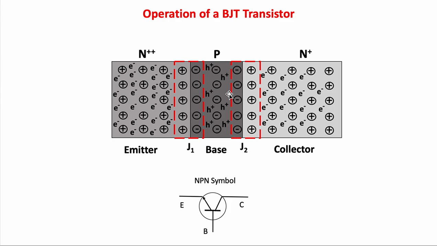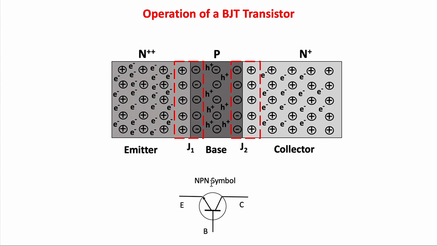So if we arrange three layers of semiconductor materials in the order of N-type, P-type, and N-type, or P-type, N-type, and P-type, we create a transistor. So apparently a transistor has three layers, and then it has two junctions, junction 1 and junction 2. From this region we call emitter, the middle region is base, and the last region is called collector.